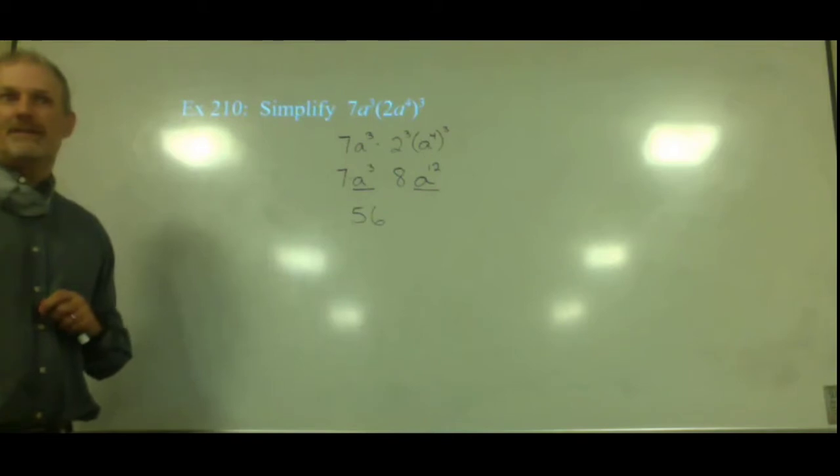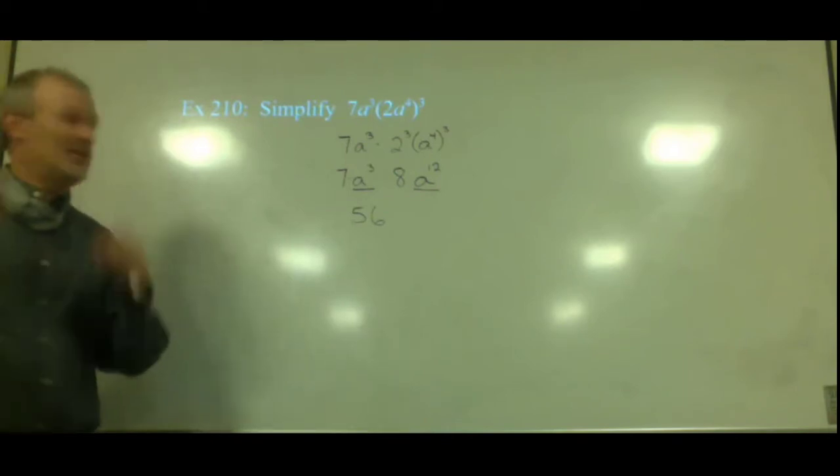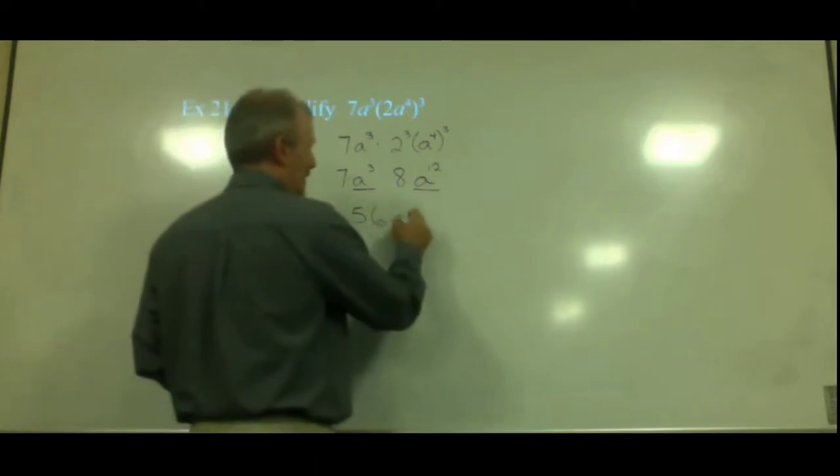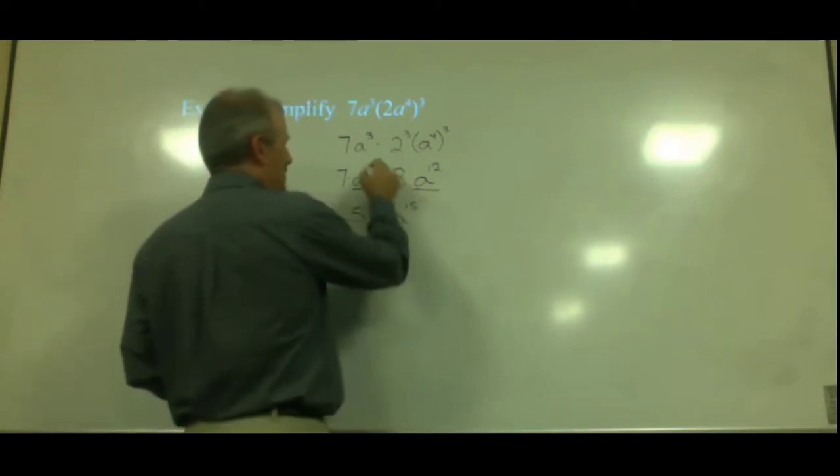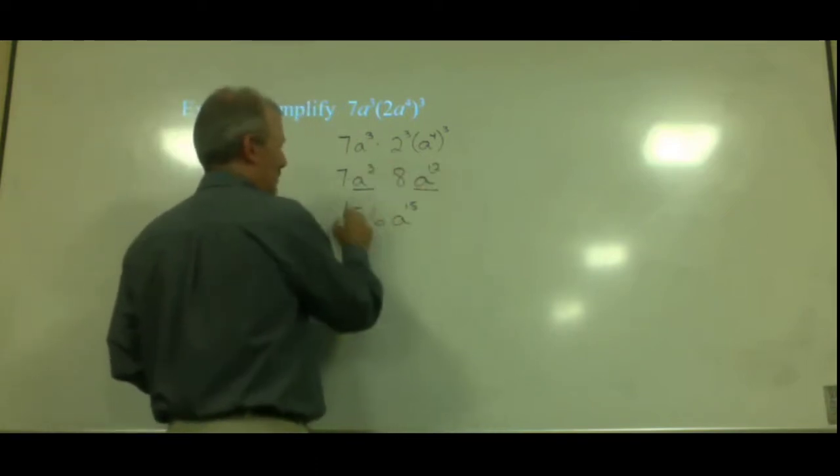A to the 15th. Remember, you got a group of 3 and a group of 12? So a to the 15th. That's using that rule where we add the exponents, 3 plus 12.